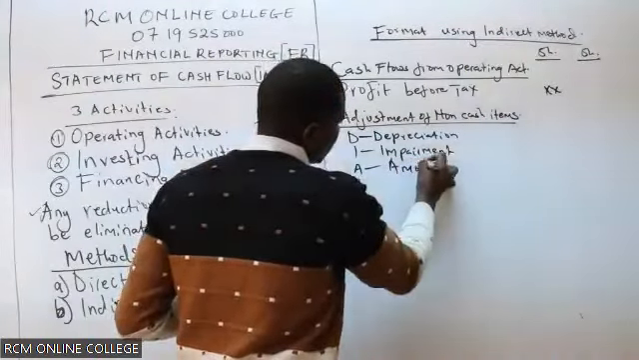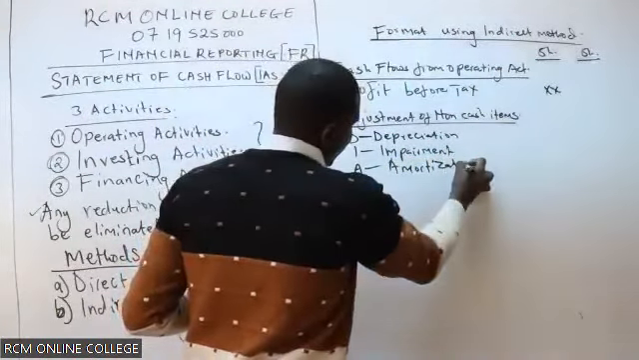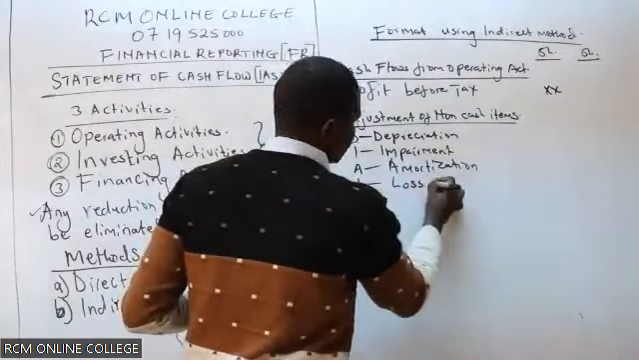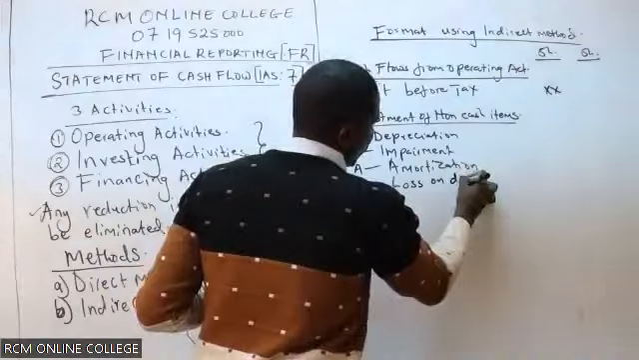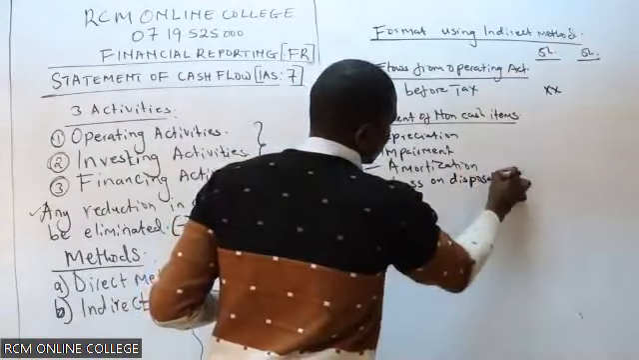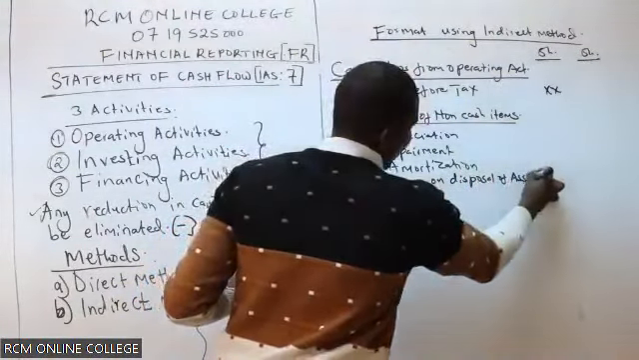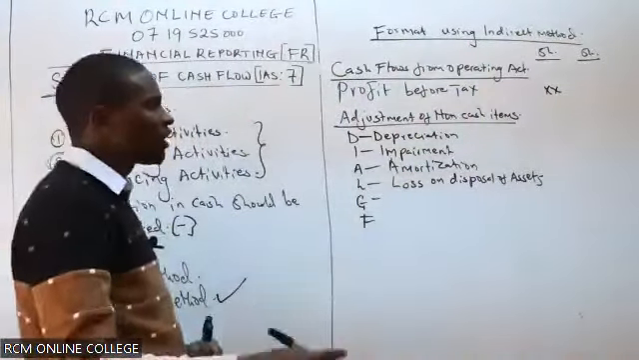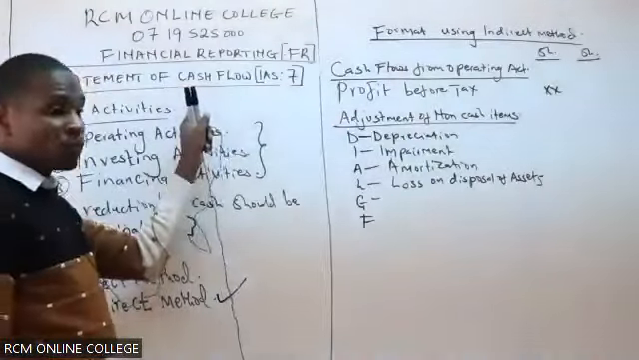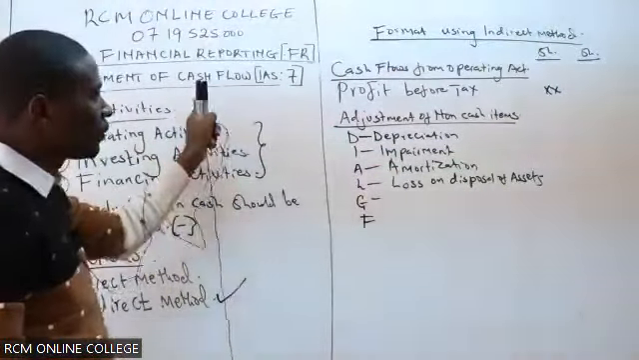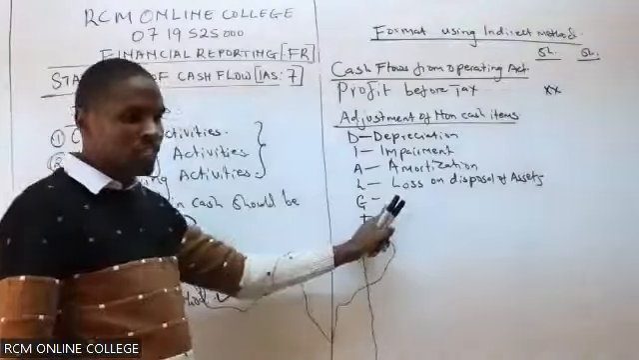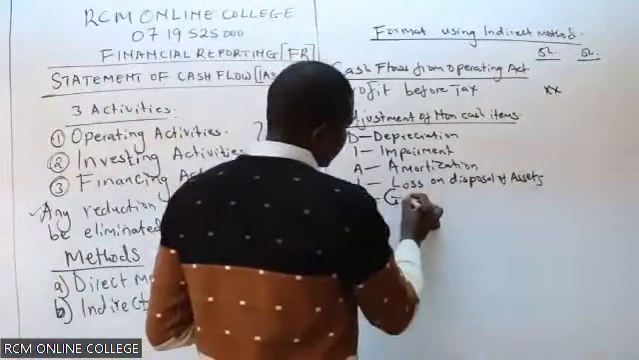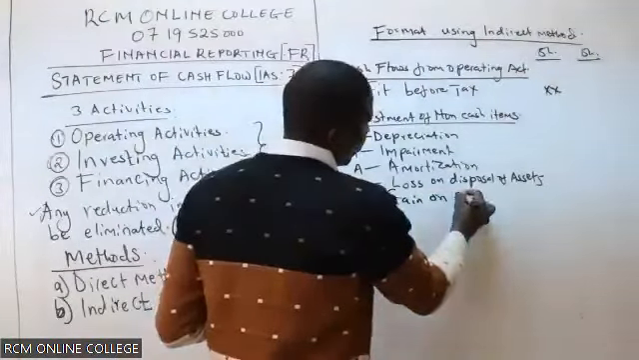Amortization. We have loss on disposal of assets. Next one, who can give me this one? G stands for gain, gain on sale of assets. Remember, we are looking at a cash flow statement, right? For those who are still joining, we are looking at the cash flow statement.